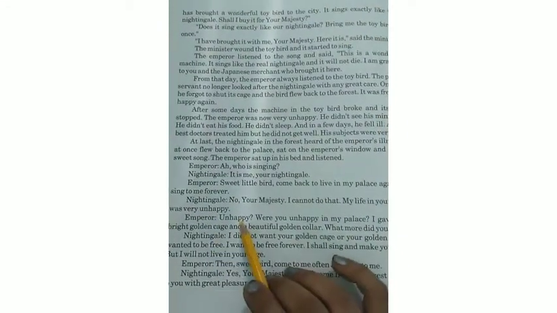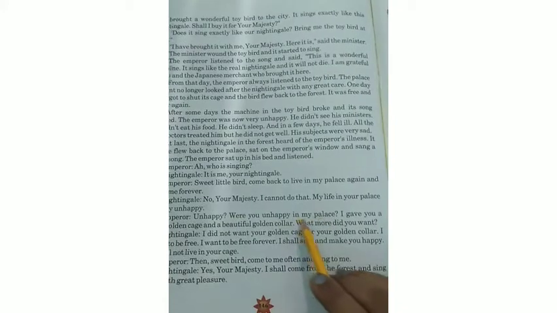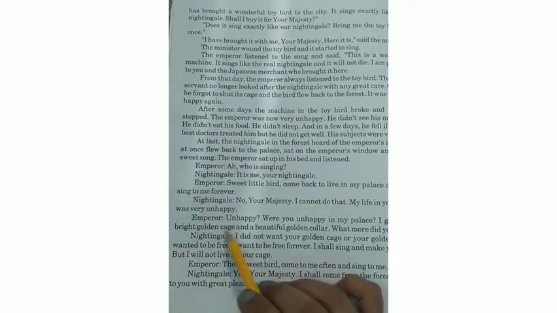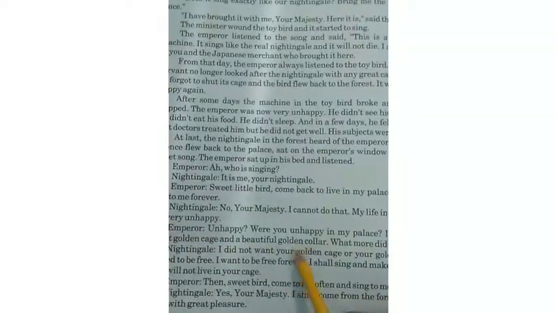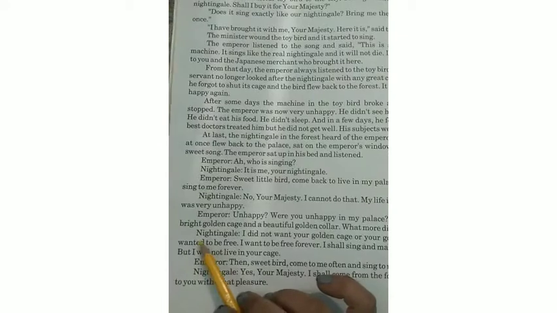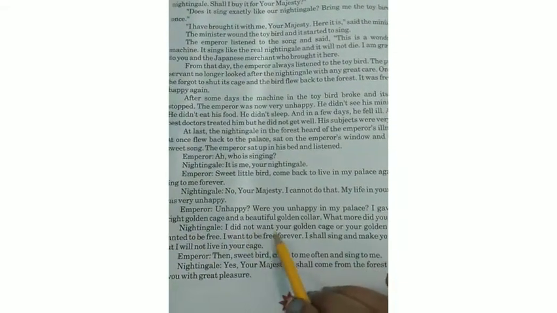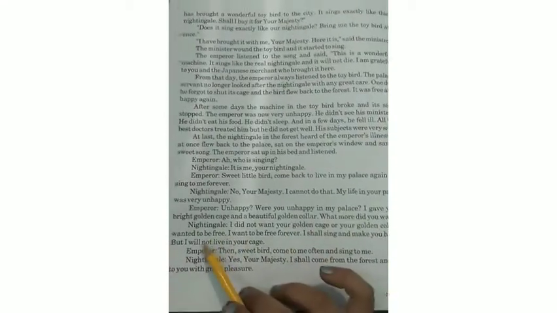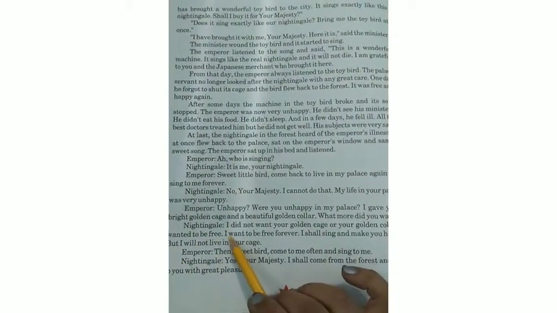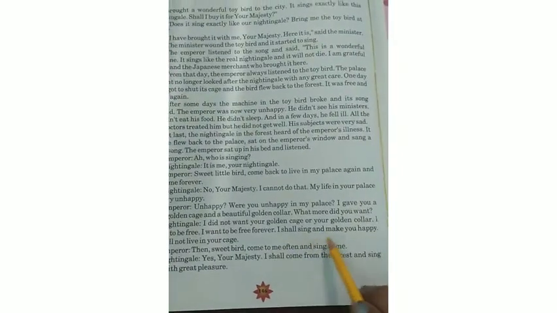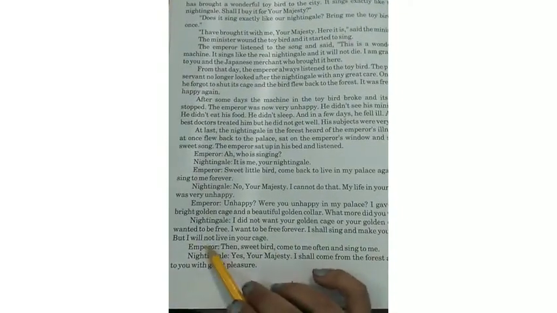Emperor: Unhappy? Were you unhappy in my palace? I gave you a bright golden cage, a bright beautiful collar. What more did you want? Nightingale: I did not want your golden cage or your golden collar. I wanted to be free. I want to be free forever. I shall sing and make you happy, but I will not live in your cage.